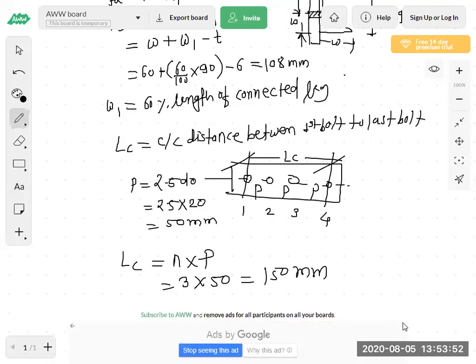Now, please tell me, does anybody have a doubt about LC and BS? These are the two very important parameters in this beta formula. If you have not understood how to calculate LC, then please drop a message in the chat box. How to calculate LC? Simple. LC is the center to center distance between the first bolt and the last bolt.